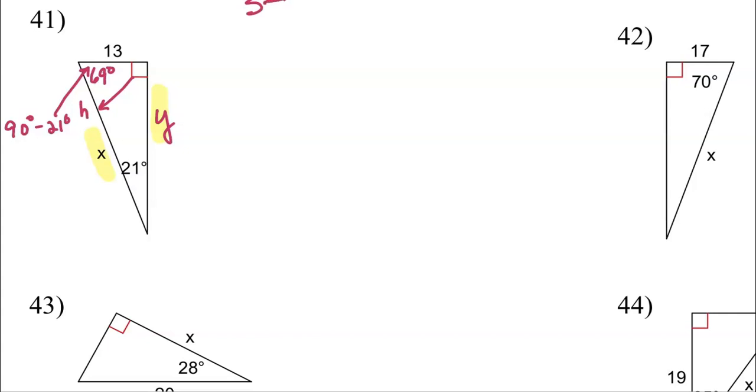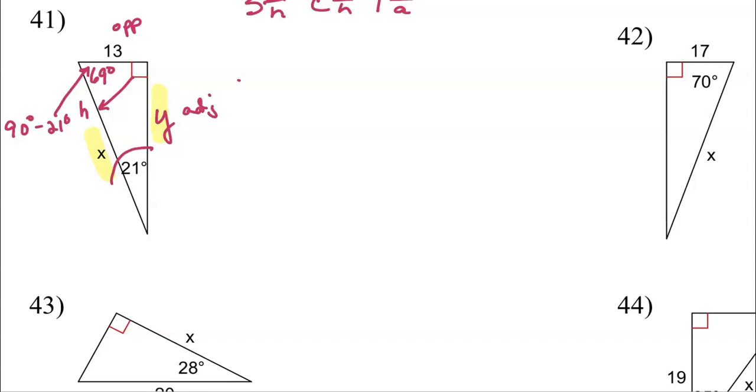And I'm going to use SOHCAHTOA to get the missing sides. So there's not any right way to do this. I'm going to use the angle they gave me, and I'm going to say, okay, from angle 21's perspective, the opposite is 13, and the hypotenuse is H, and the adjacent is Y. So I'm going to always use angle 21.